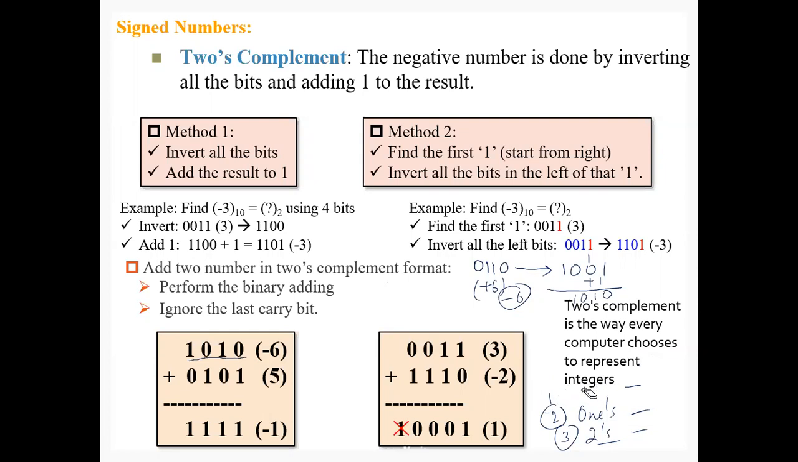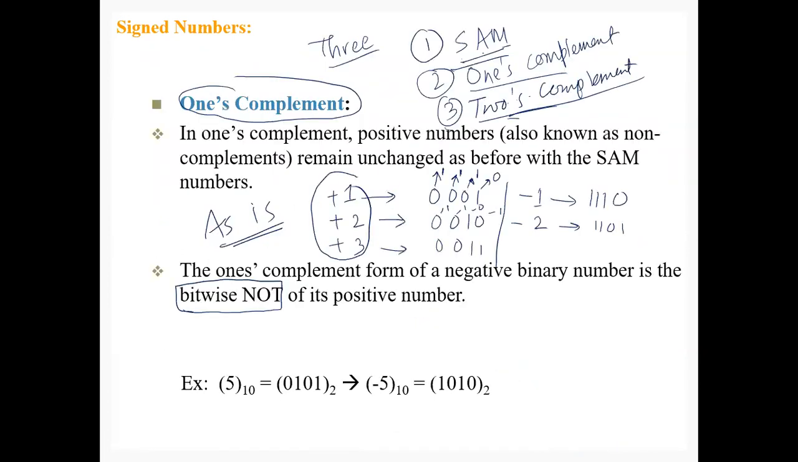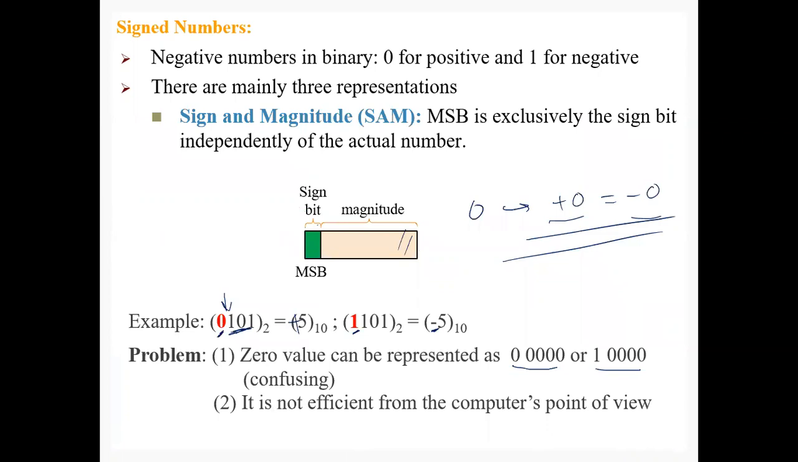What was the SAM's method again, if you don't mind me asking? Sure. In the SAM's method, you just represent the positive as usual. Suppose 1 is 0001, 2 is 0010. So this is your plus 1, this is your plus 2. We never have a problem with the plus because it's exactly the same all the time.